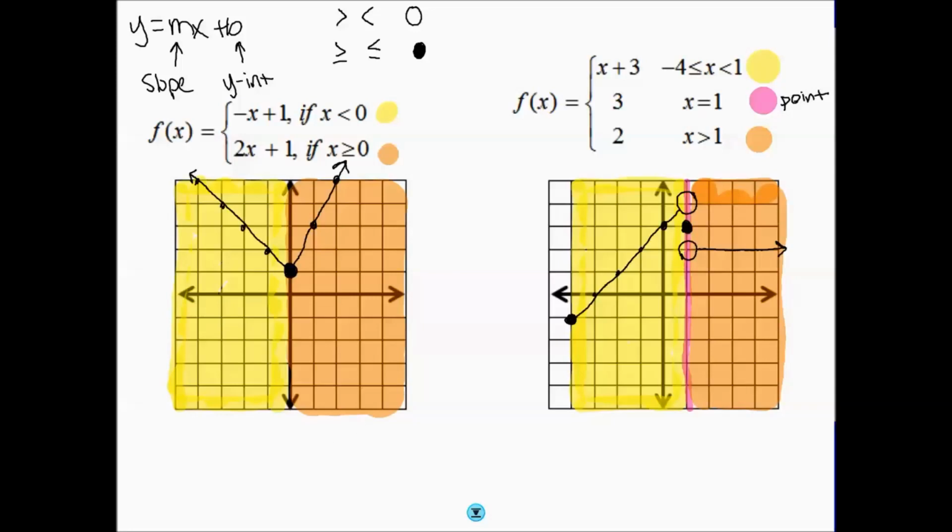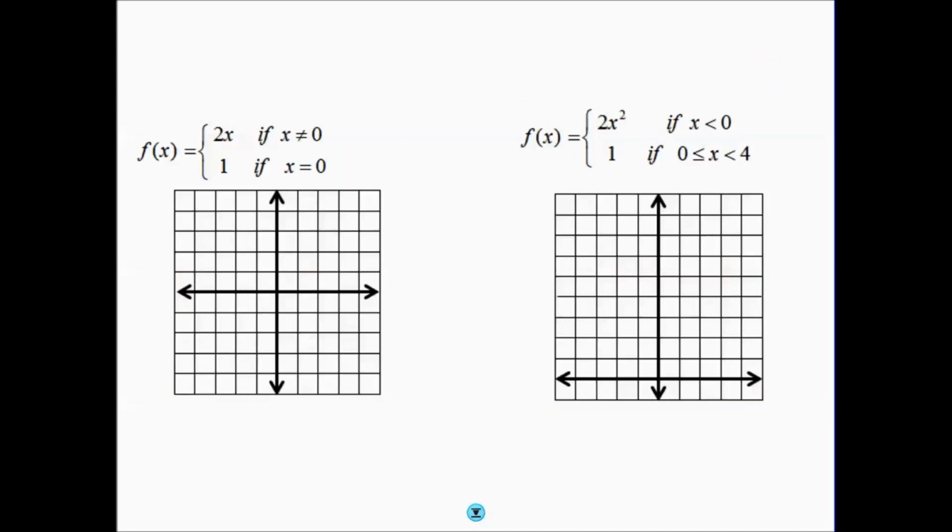Let's look at another example. So if x is not equal to 0, that'll be my yellow equation. So that's everything except the y-axis. And then the second equation, when x equals 0, so that is just the y-axis.